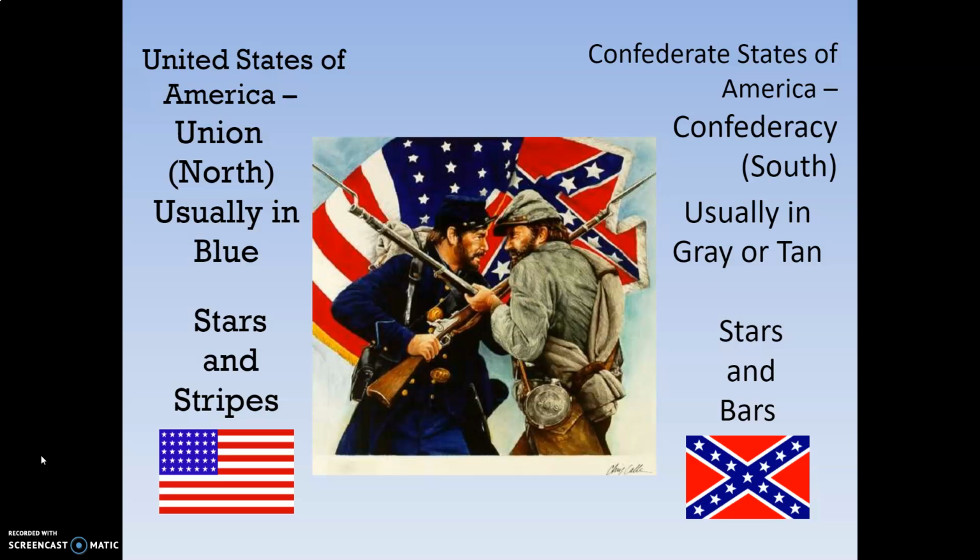The United States of America is also known as the Union. The North were usually in blue, and their battle flag was the stars and stripes. The Confederate States of America, known as the Confederacy or the South, were usually in gray or tan, and their battle flag was the stars and bars.